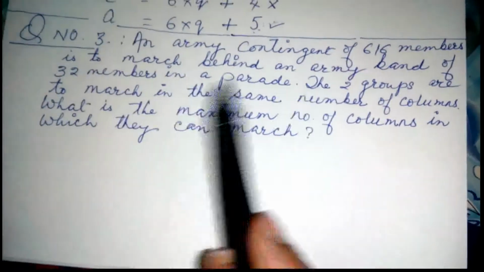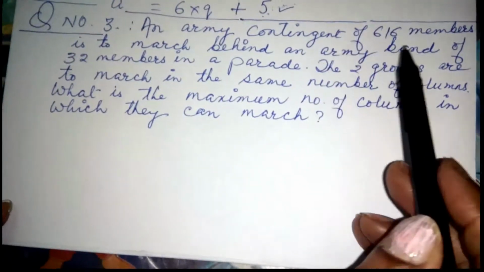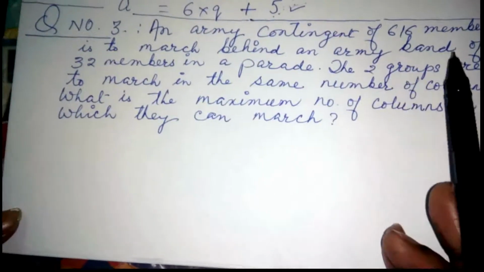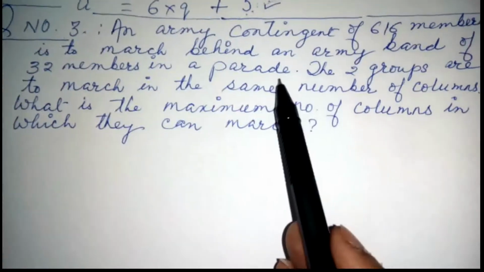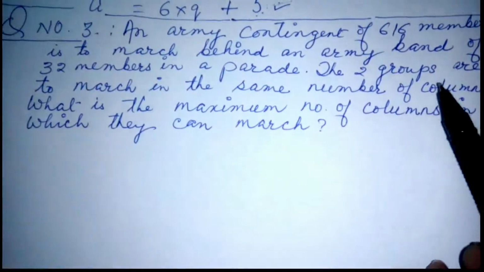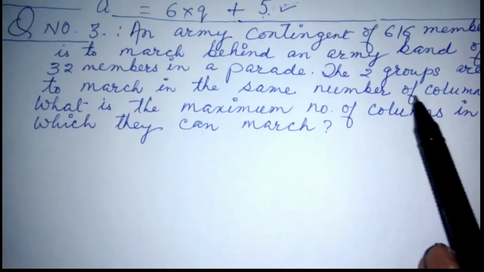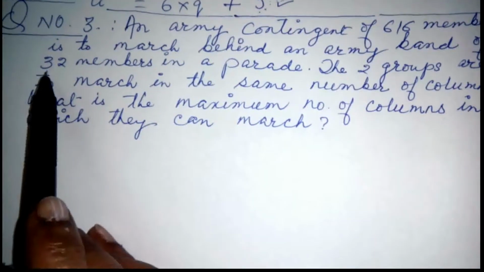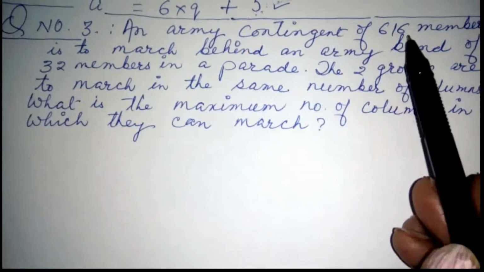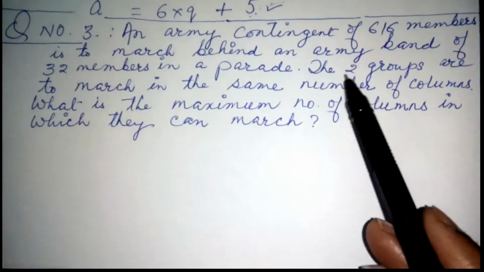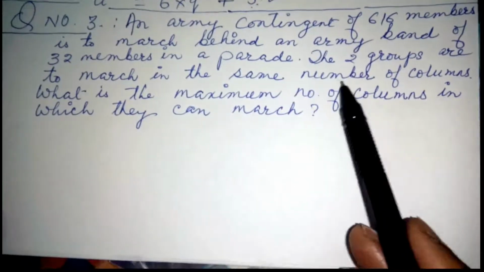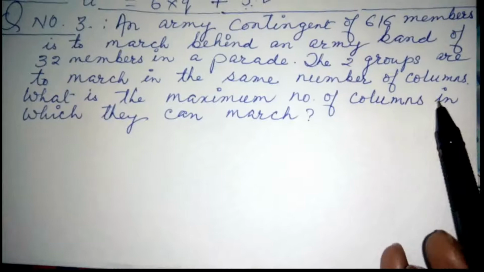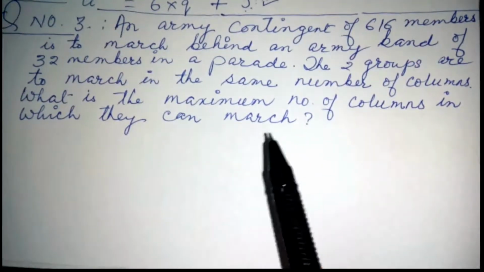Question number 3 is, an army contingent of 616 members is to march behind an army band of 32 members in a parade. The two groups are to march in the same number of columns. That means the columns we make with 32 members and 616 members should be the same. What is the maximum number of columns in which they can march?